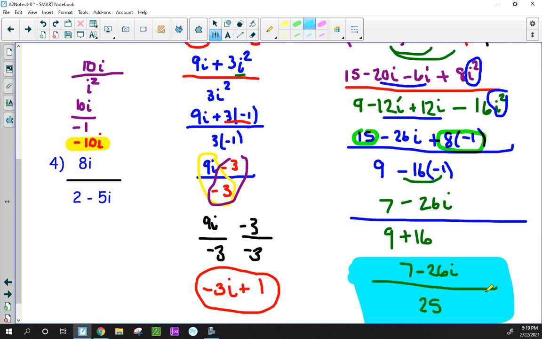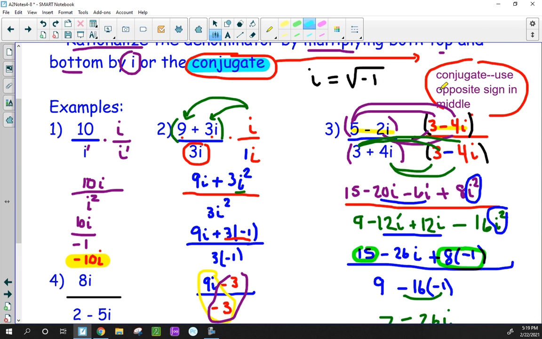This is the quotient. When you hear me say the word conjugate, I'm asking you to change the sign of the middle and then just make sure that you multiply both top and bottom by that complex number.